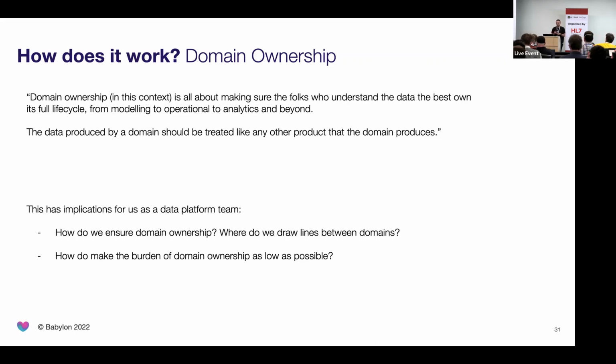And this has 2 implications for us as a data platform team. One of them is, how do we ensure that all of the data is actually properly owned by someone in the business? Where do we draw lines between domains? And then how do we make the burden of domain ownership as low as possible? Remember, one of our original complaints was people didn't want to have to understand and write FHIR and couple their services to this other server. But how can we keep this as low as possible?